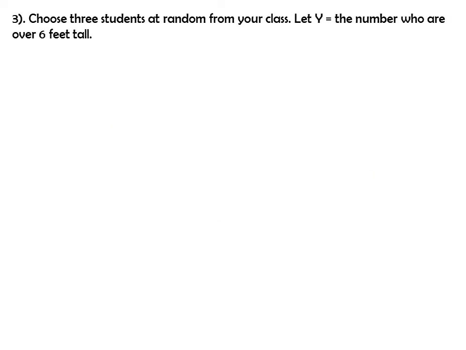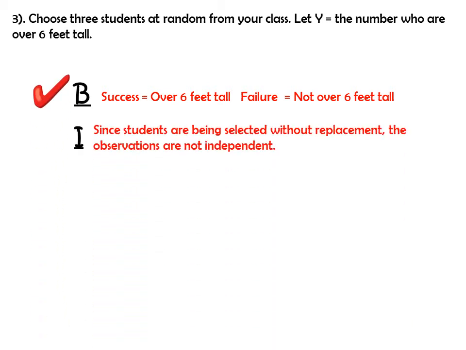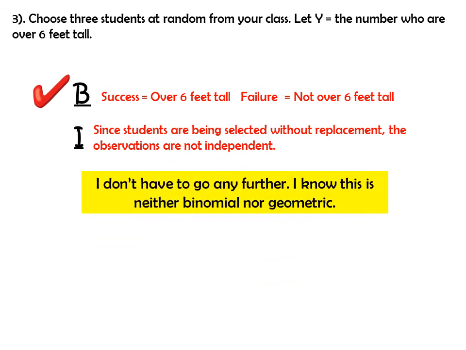Number 3: Choose 3 students at random from your class. Let Y equal the number who are over 6 feet tall. Can we classify the outcomes in two ways? Yes, success is over 6 feet tall and failure is not over 6 feet tall. Are these independent? Since students are being selected without being replaced, the observations are not independent. So just like before, we don't have to go any further. We know that this is not binomial or geometric.